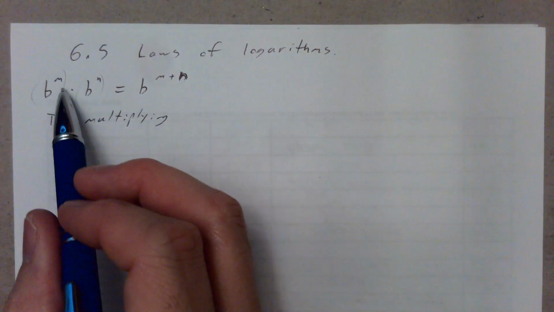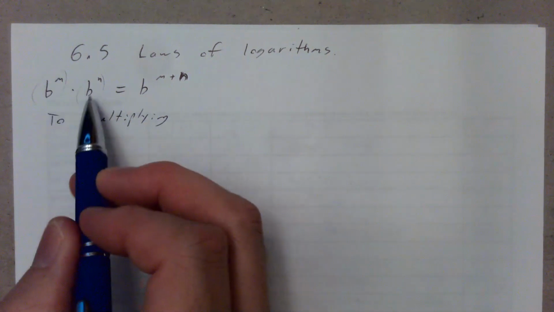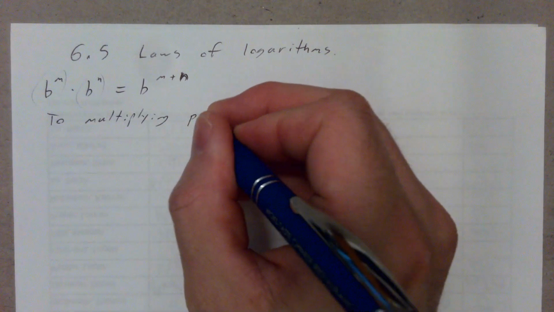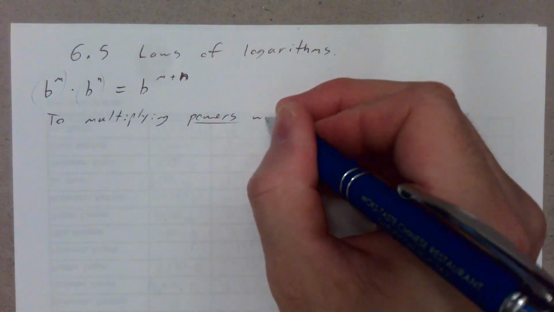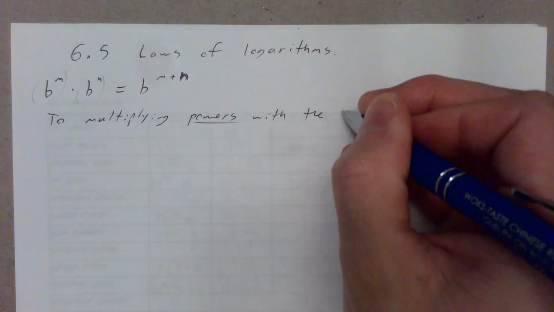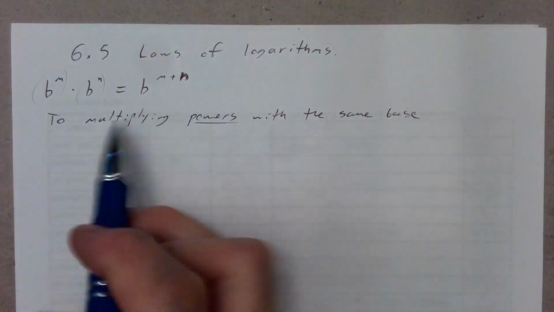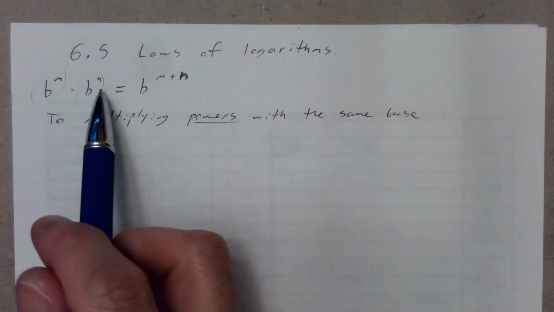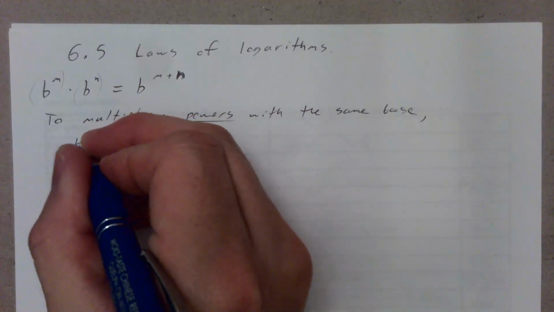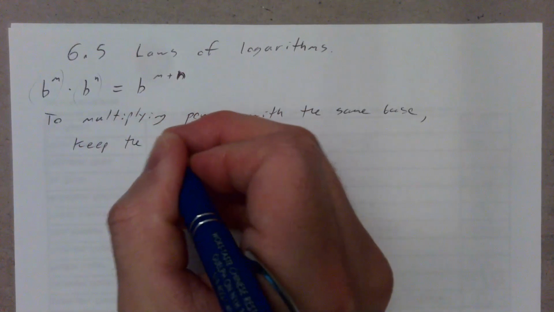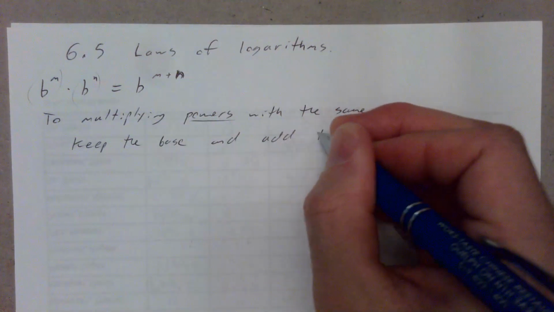And we're not multiplying exponents. It's not m times n here. This is one power of b multiplied by another power of b. So we are multiplying powers. Those powers have the same base. To multiply powers with the same base, we don't just add the exponents. That would imply that b to the exponent m times b to the exponent n is m plus n, and that's not true. What we do is we keep the base, and then we add the exponents.